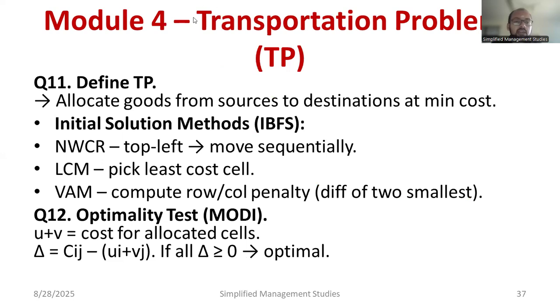The fourth unit is TP, transportation problem. Define transportation problem. Allocate goods from the sources to destinations at a minimum cost. That is called a transportation problem. That is a basic definition.